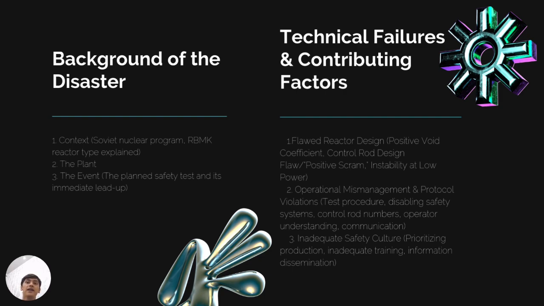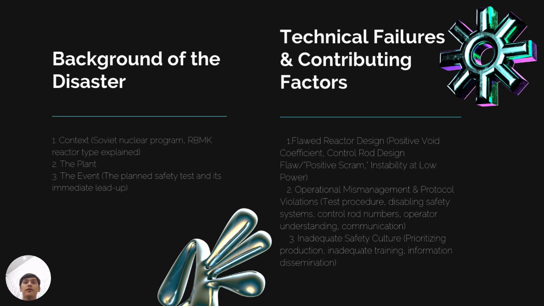And operational mismanagement and protocol violations. What it means is, they let's say ignored test procedures, disabling safety systems. They kind of ignored the main safety checkups, right? They disabled safety systems like emergency cooling, which was against the rules. Also, controlling rod numbers. There were many rods used, as I explained in the flawed reactor design.